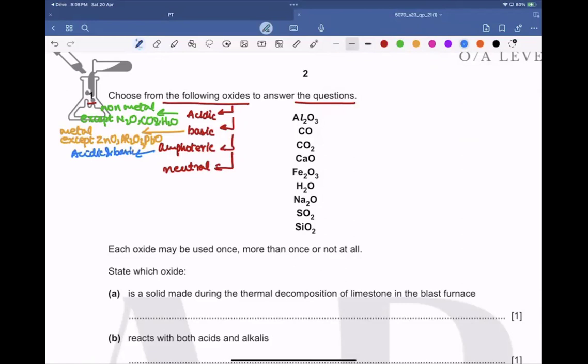Then the amphoteric oxides are the ones which show both acidic and basic nature. The amphoteric oxides are water, zinc oxide, aluminium oxide, and lead oxide. Then we have neutral oxides, meaning they are neither acidic nor basic. The examples are dinitrogen oxide and carbon monoxide. Is this understandable to all of you?